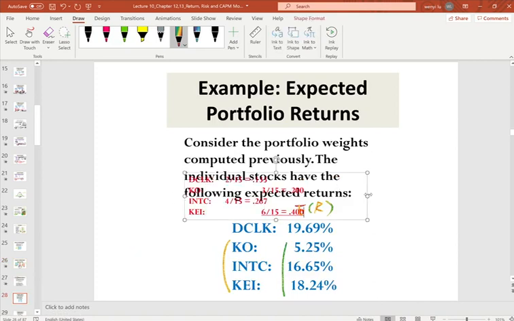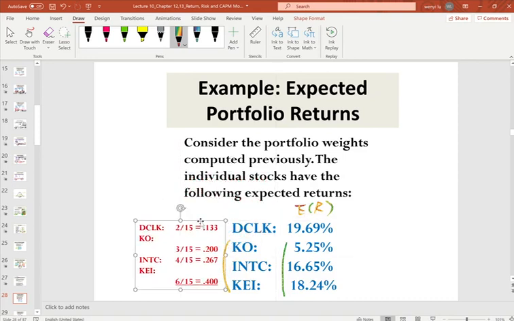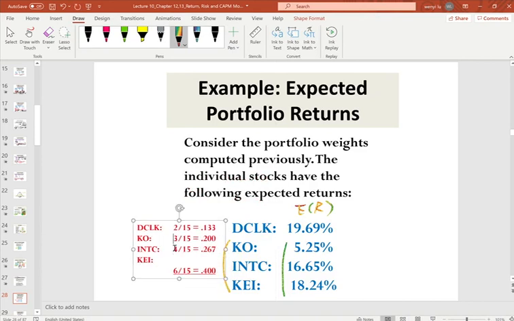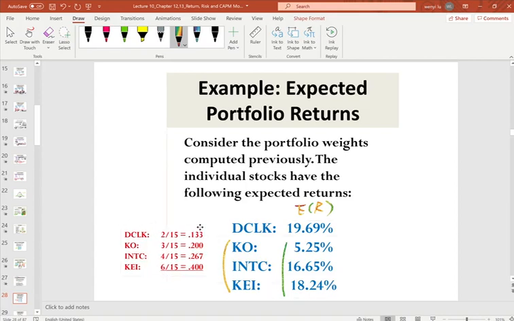This is the weight, and this is the return on the right-hand side. And so now we can solve the portfolio's return, using the weight times the expected return for the individual securities. Then do the summations. We have the 4 individual stocks in these portfolios, so let's do the calculations.